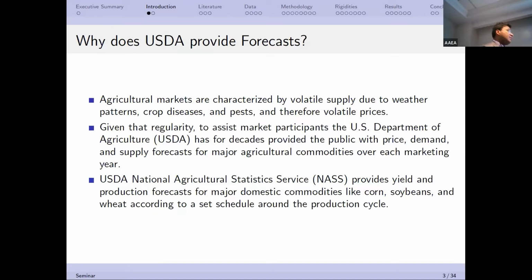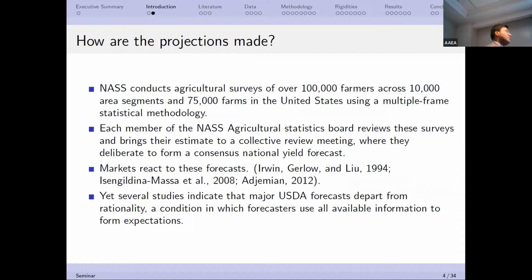Within the USDA, the National Agricultural Statistics Service provides yield and production forecasts for major domestic commodities, for example, corn, soybeans, and wheat. To provide these estimates, NASS conducts surveys of over 100,000 farmers across 75,000 farmlands across the US. Once they collect all these surveys, they set up a meeting wherein individual NASS statisticians come up with forecasts. And in a consensus meeting, they combine all of these different individual forecasts and come up with one consensus forecast that is published.